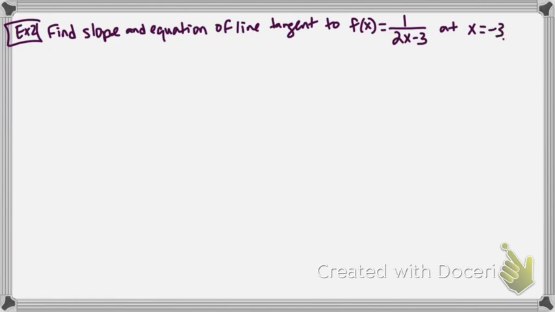So, first of all, what did I do differently here? Well, I see two things. One, I gave you a rational function. So I gave you an equation that was a fraction. The second thing is I didn't give you the whole point. I just gave you the x value. So when you see that, pretty much right away, what you're going to do is you're going to sub x in to find the y value. Let's find f of negative 3. So 1 over 2 times negative 3 minus 3. That's going to be negative 6 minus 3, so negative 1/9. That's your f of a value.